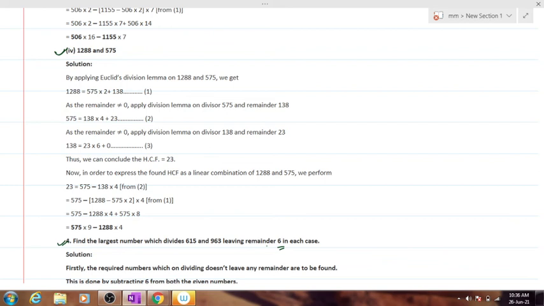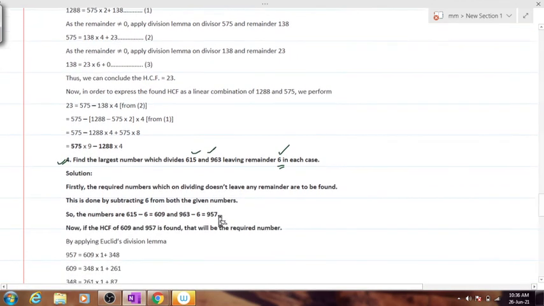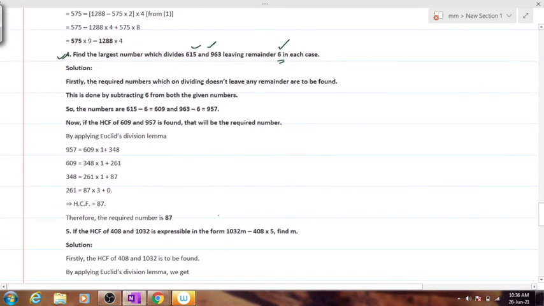Sir, it is 87. Yes, first of all, it's leaving the remainder, so you'll have to subtract 6 from both and then you have to find the HCF. So this is the number basically which divides both this and this, leaving the remainder 6. Obviously, right? Because if the remainder is 6, it has to be subtracted in order to get the actual number. These questions are very important types.